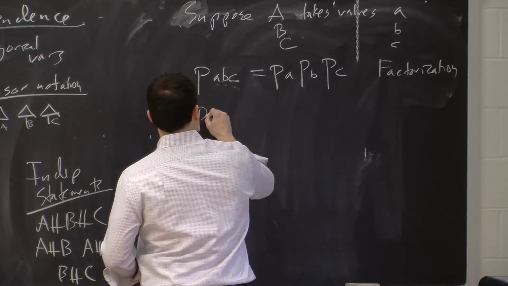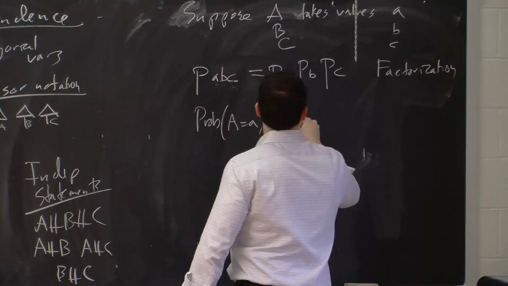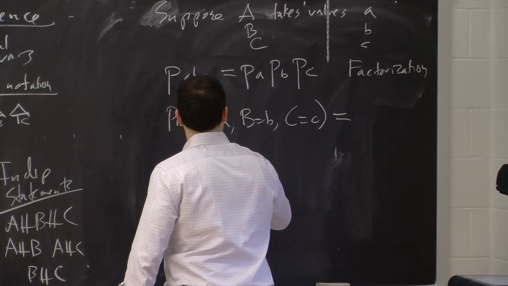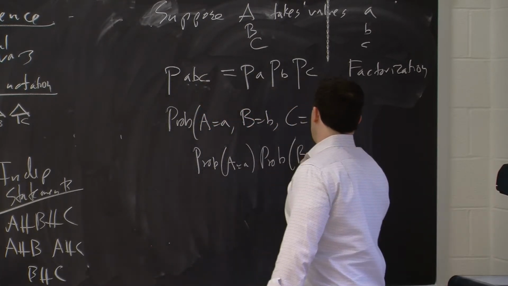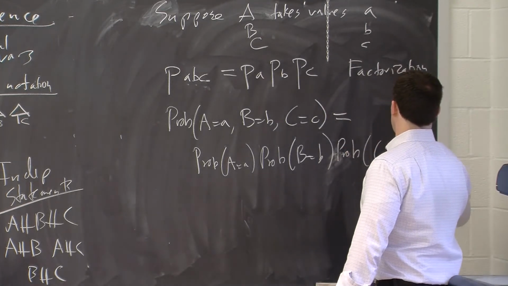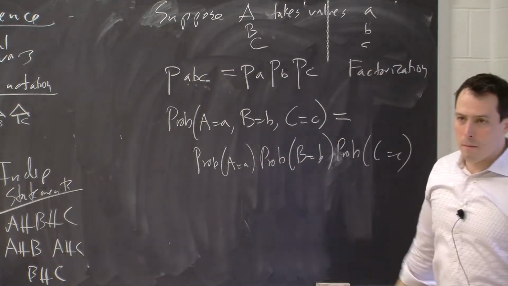And what we're saying here is the probability that A equals little a, B equals little b, C equals little c is equal to the probability A equals a times the probability B equals b times the probability C equals c. Right? That's what we're saying. It's just notation for this expression.